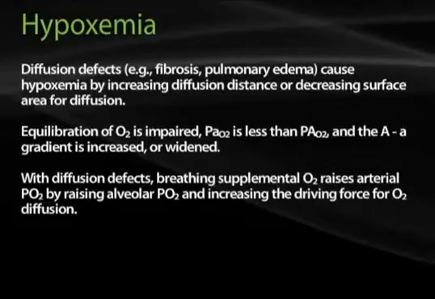Diffusion defects are another possible cause of hypoxemia. This occurs by increasing the diffusion distance or by decreasing our total surface area for diffusion. In truth, I think clinically diffusion defects are not as important because they never occur in and of themselves. In other words, they always occur with either VQ mismatch or with shunt that we'll discuss in the next two examples. The equilibration of oxygen is impaired, however, and the arterial O2 is going to be less than our alveolar O2, so we have an increased or widened AA gradient.